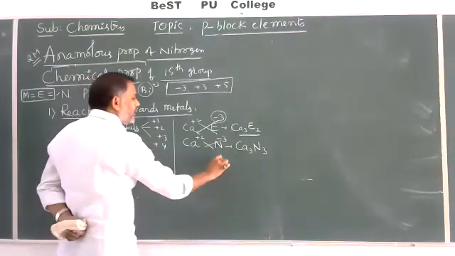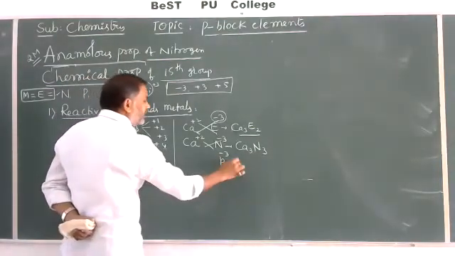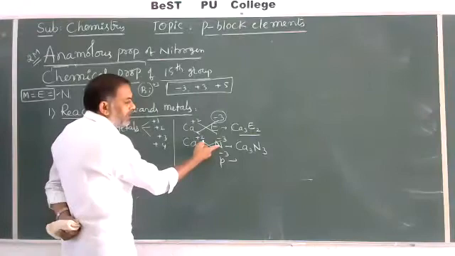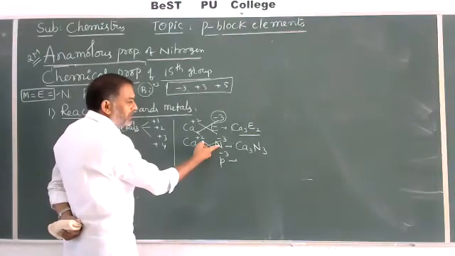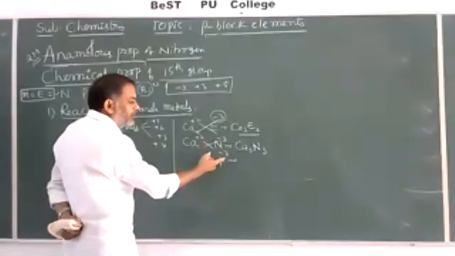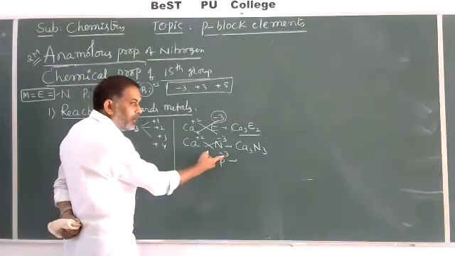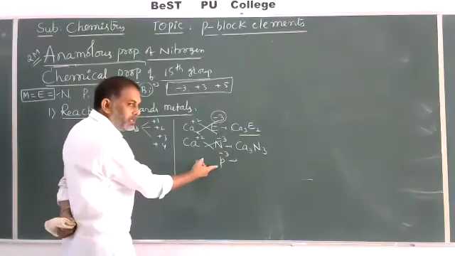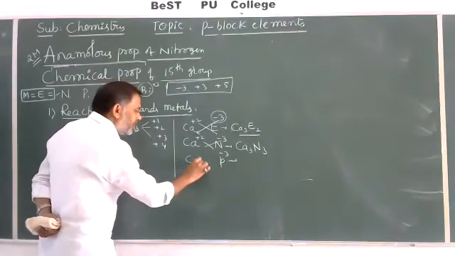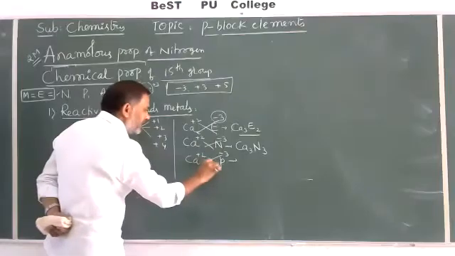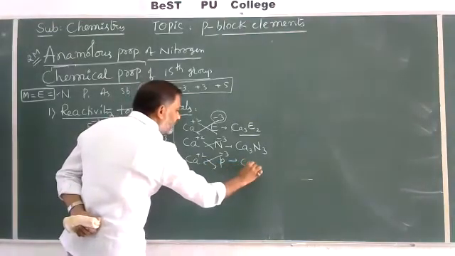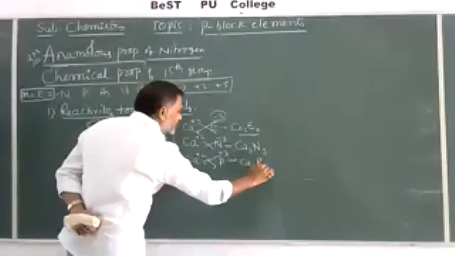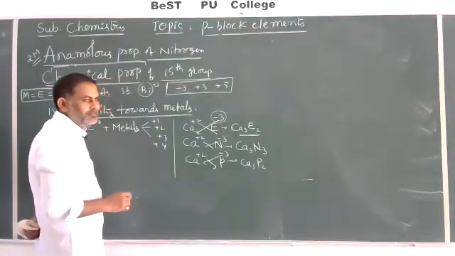If you take P-3 phosphide, as I explained, N-3 nitride is easily formed, but P-3 is not easily formed, because size increases and electronegativity decreases. React with the same calcium by this method, here we'll get Ca3P2, this is calcium phosphide.